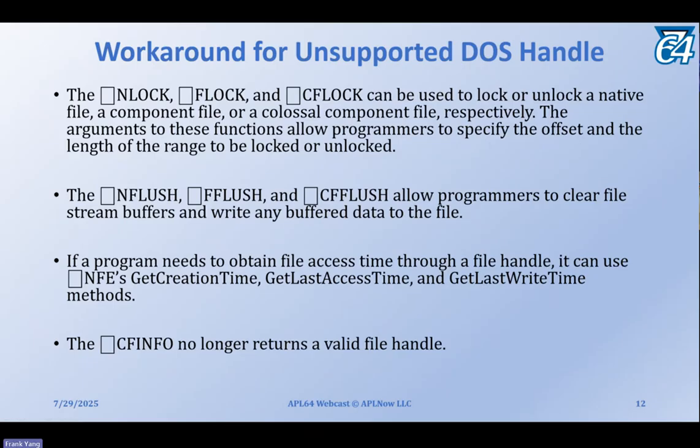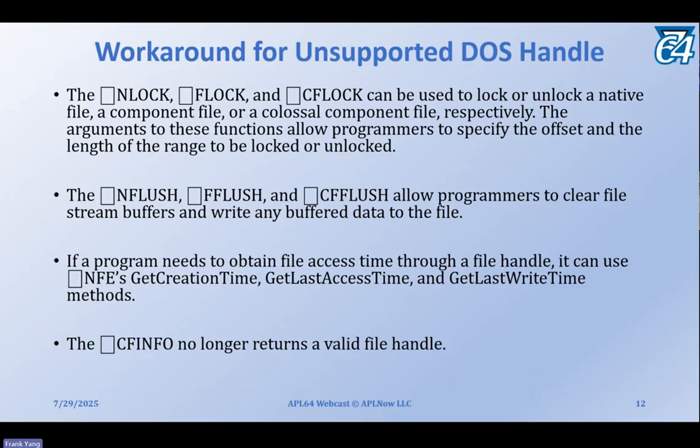The quad-nlock, quad-flock, and quad-cflock can be used to lock or unlock a native file, a component file, or a colossal component file, respectively. The arguments to these functions allow programmers to specify the offset and the length of the range to be locked or unlocked. The quad-nflush, quad-flush, and quad-cflush allow programmers to clear file stream buffers and write any buffered data to the file.